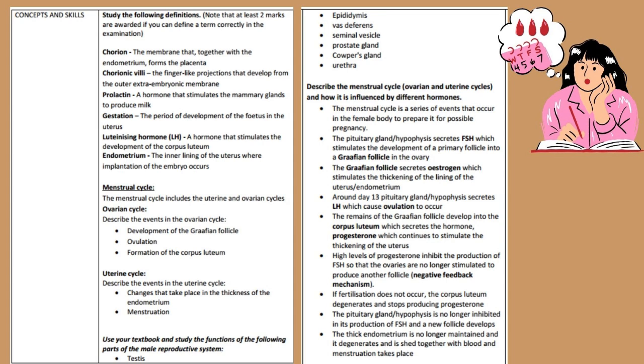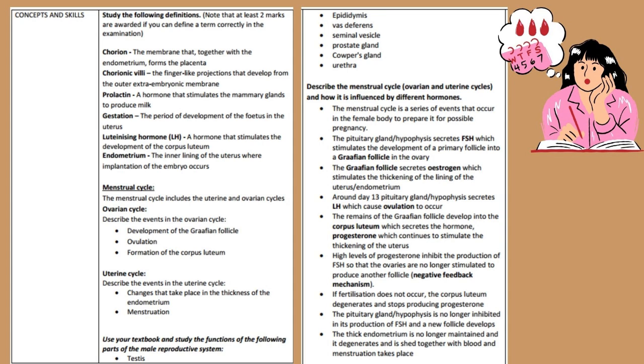Prolactin, a hormone that stimulates the mammary glands to produce milk. Gestation, the period of development of the fetus in the uterus. Luteinizing hormone, LH, a hormone that stimulates the development of the corpus luteum. Endometrium, the inner lining of the uterus where implantation of the embryo occurs.